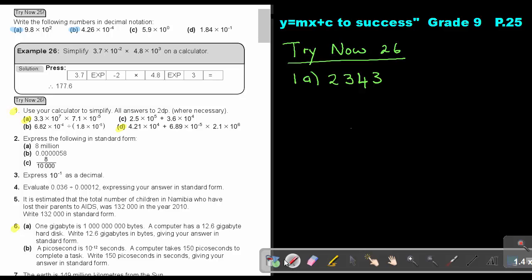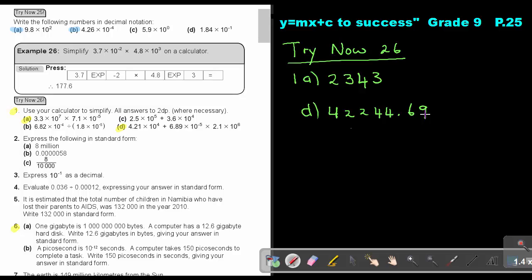Now number D is a bit longer. I'm going to read again how you press. Press 4.21, then press EXP, and then press 4. Then press add 6.89, then press EXP, and press -5. Then multiply, press 2.1, then press EXP, and press 6, and then press equal. What are you getting on your calculator? I'm getting 42244.69. That's my final calculation.